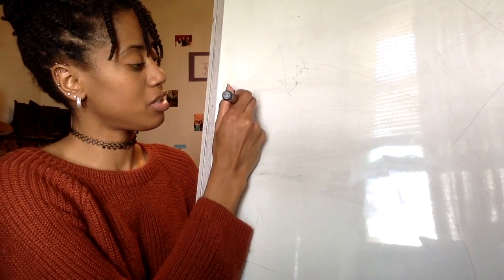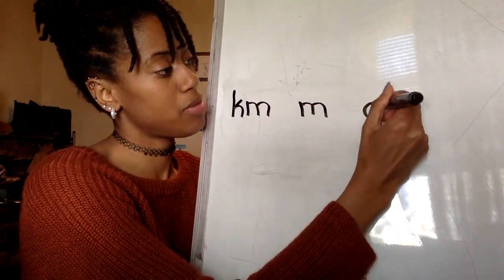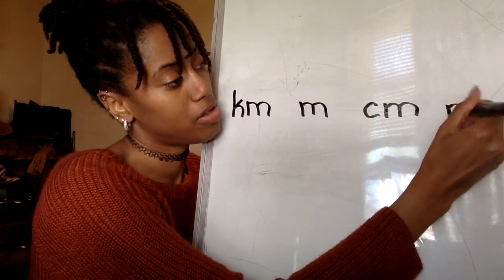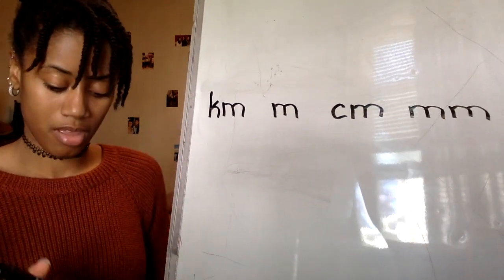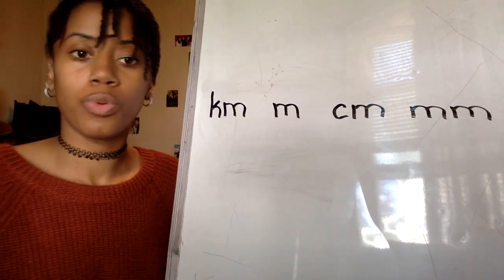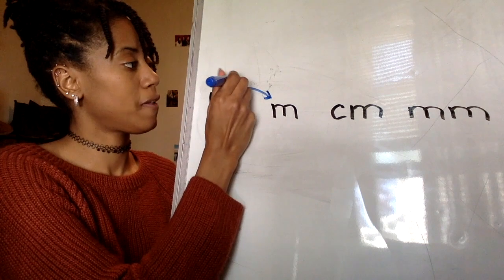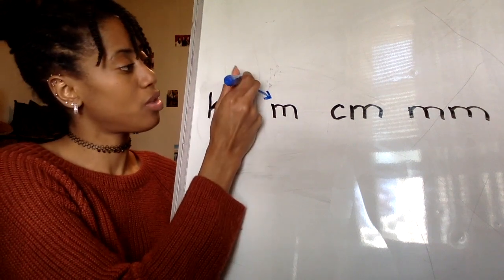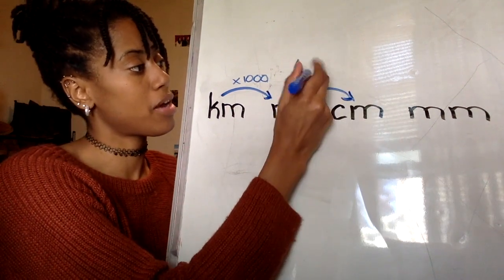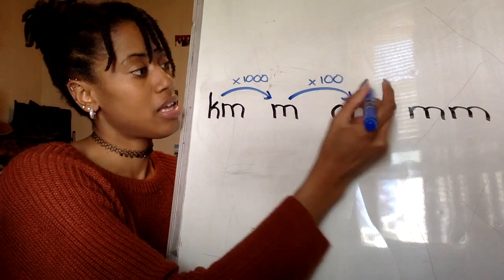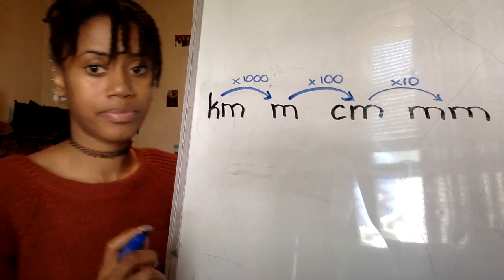Our abbreviations: kilometers is km, meters m, centimeters cm, and millimeters mm. To get from kilometers to meters, you multiply by 1,000. To get from meters to centimeters, you multiply by 100. And to get from centimeters to millimeters, you multiply by 10.